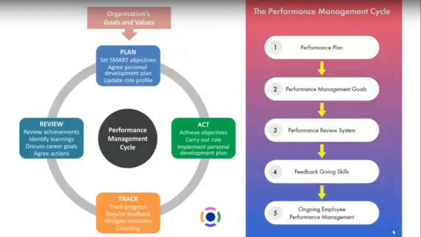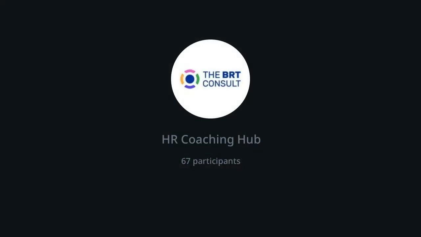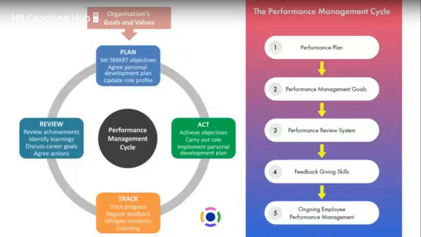Now, what do you do? Achieve objectives, carry out the role, implement the personal development plan. At this point, the acting point, what you are doing is giving ongoing support to the staff. At any point, if there are challenges, you provide the support the person requires to be able to achieve the goal. Of course, the person is acting out the role that has been defined for that time. Then, in the process, you begin to look at the person's personal development plan.